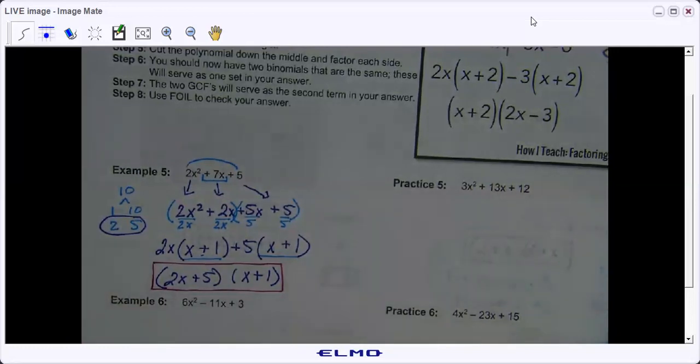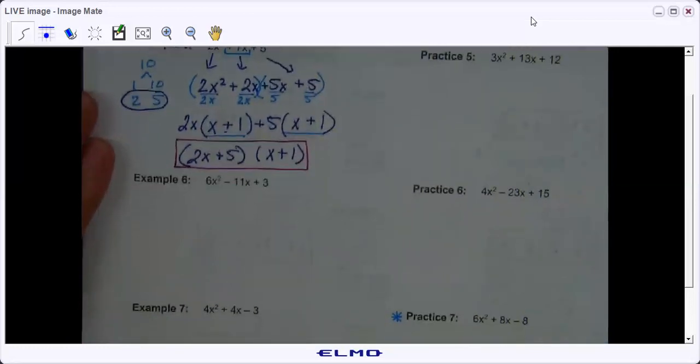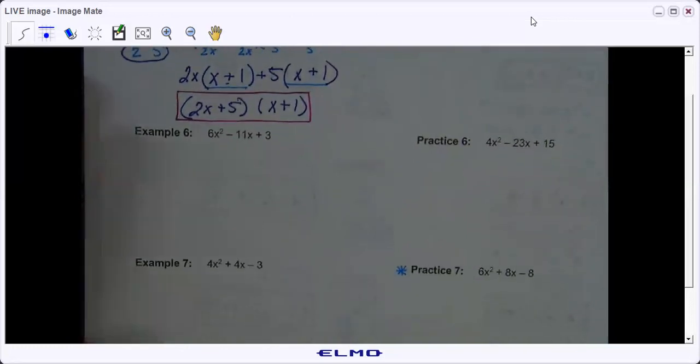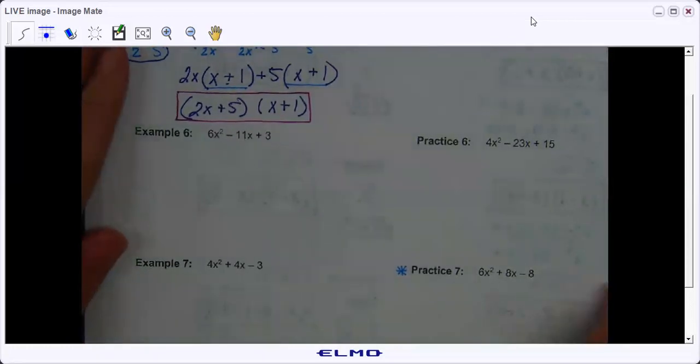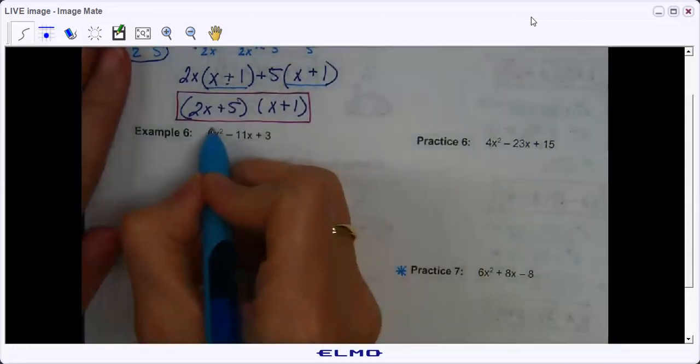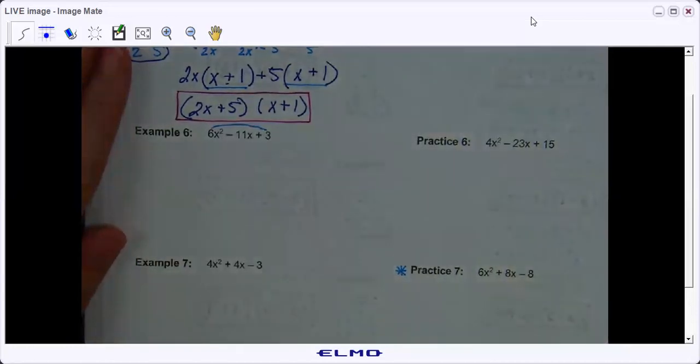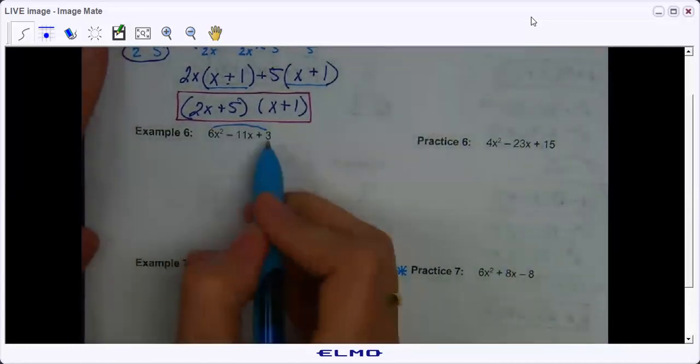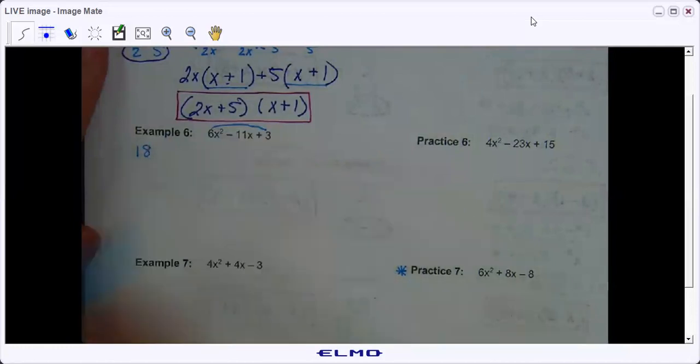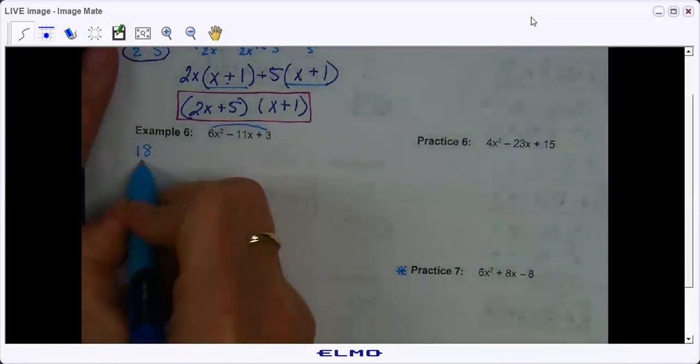Okay, let's go down to example 6. Again, I'm going to do the examples and then you're going to do the practice. Now what we have to do on this one is, first step, find the product of the first and third term. 6 times 3 is 18. And then list your factors out.